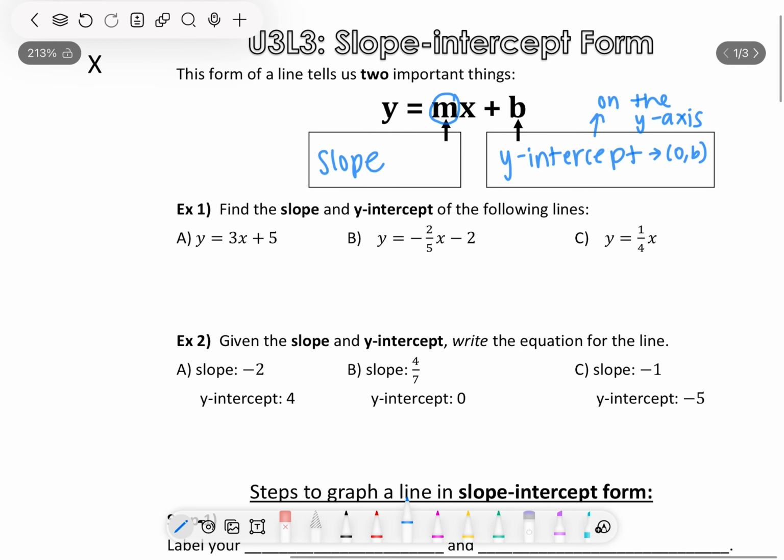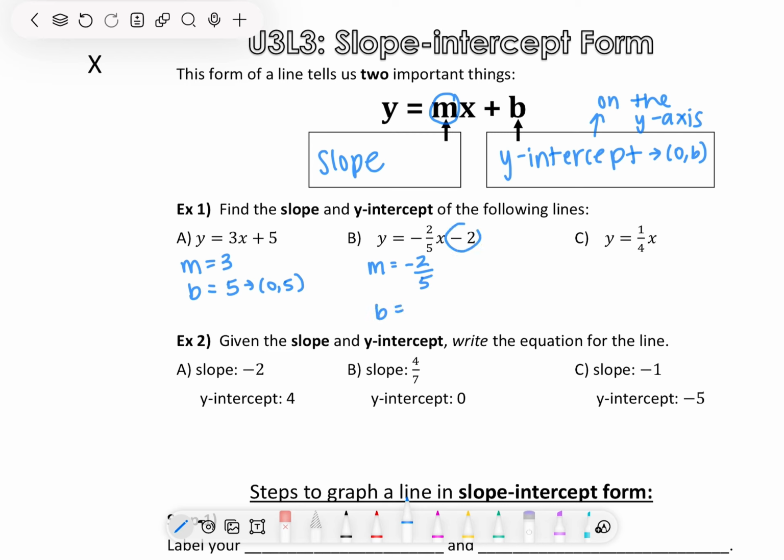Let's take a look. So the slope for y equals 3x plus 5 is the number in front of x, which is 3. So m is 3. And b is the value that is the constant, which is going to be 5, aka the coordinate (0, 5). For b, we have y equals negative 2/5 x minus 2. m is our number in front of x, so negative 2/5. And b is our value that is the constant, which is in this case negative 2, or (0, negative 2), the coordinate.